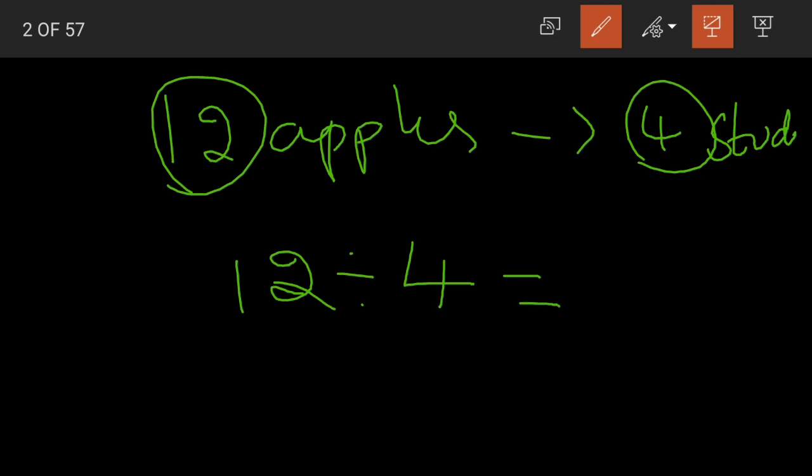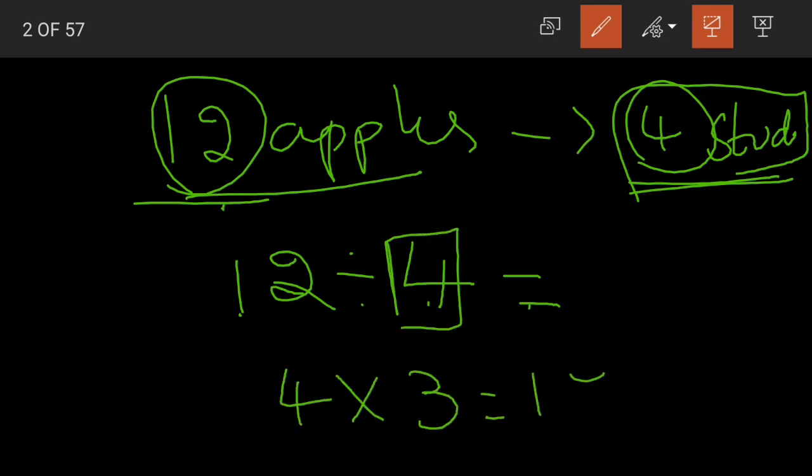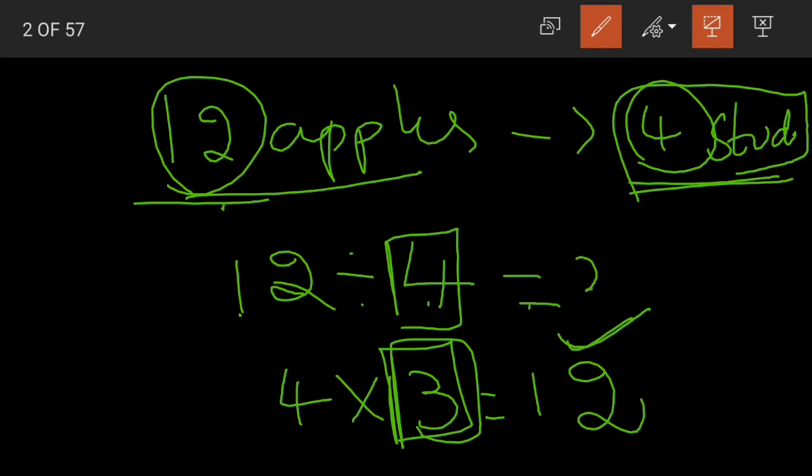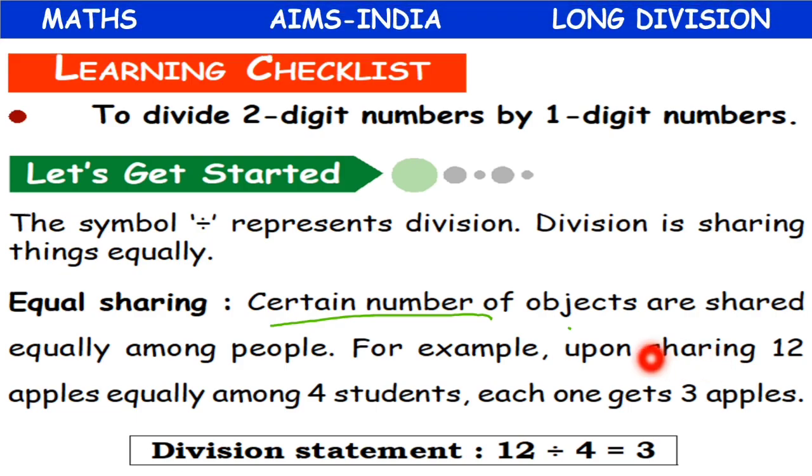Okay, children, these objects are to be shared equally among 4 students. That means these 12 apples are to be divided between 4 students. So 12 divided by 4. Now if you look at the 4 table, we know that 4 threes are 12. So 3 becomes our answer. 12 divided by 4 is equal to 3. So each student gets how many apples?